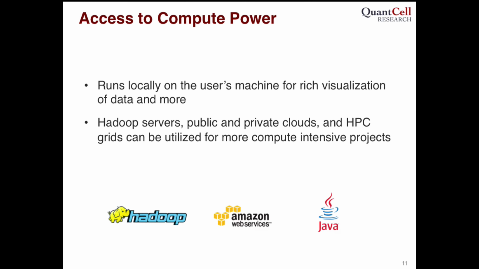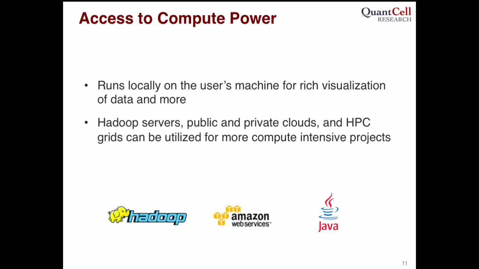Providing QuantCell users with easy access to compute cycles is another area we focus on a lot. QuantCell runs locally on the user's computer. This is important in order to deliver rich visualization of data and also for computational tasks that are less intensive. For models that require more computational power, not to mention big data projects, QuantCell can utilize public and private clouds as needed. These include Hadoop servers, Amazon Web Services, and various private clouds. Any compute cloud or HPC grid providing a Java API can be configured to work with QuantCell and can serve as the computational engine behind the spreadsheet.